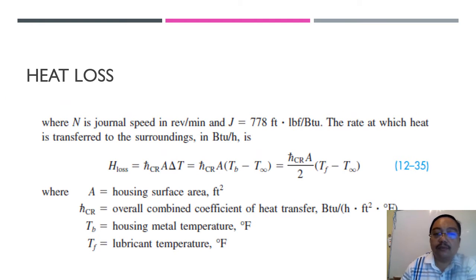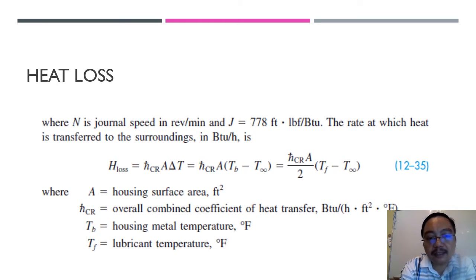Okay, where N is the journal speed in revolutions per minute, the rate at which heat is transferred to the surroundings, in BTU per hour, is given by heat loss. H loss equals h_CR A times the temperature difference, where h_CR is the overall combined coefficient of heat transfer in BTU per hour, and A is the housing surface area in square feet.